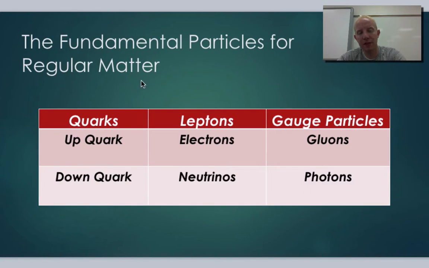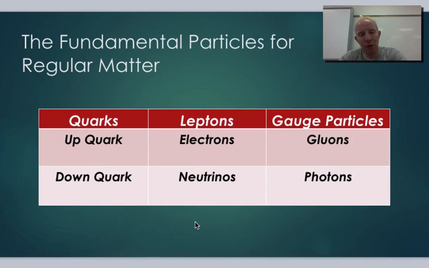And so that's it. Those are the fundamental particles that we know for our regular matter. We got the quarks that build protons and neutrons. We got the leptons that don't build anything but are still pretty fundamental to the building of atoms and things like that. And then we got the gauge particles that cause forces. All right, so that's for regular matter.